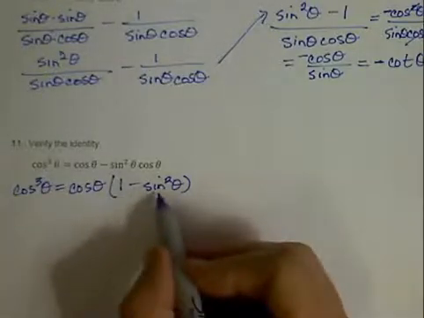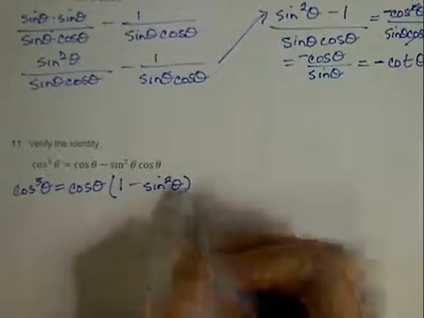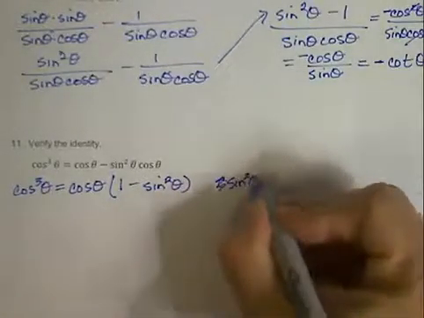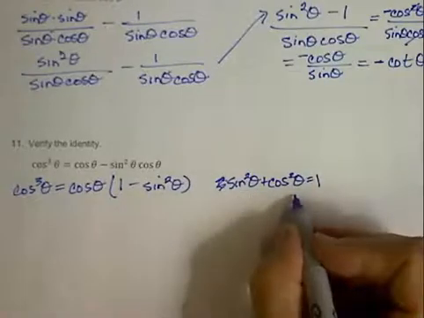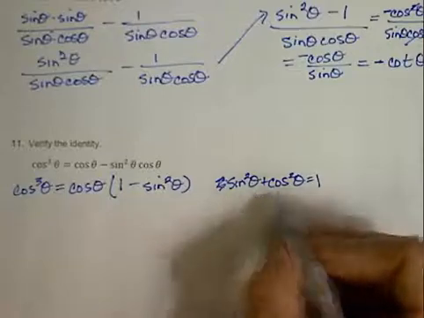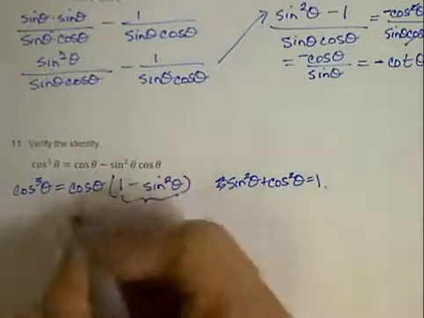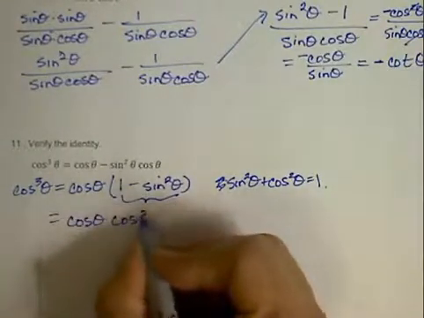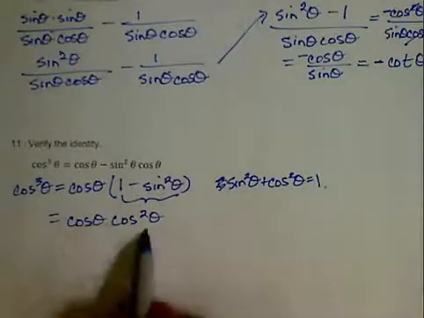Now we can use one of the alternate forms of our Pythagorean identity. 1 minus sine squared is the same as cosine squared. So this is using this identity in a different form. If we just subtract sine squared from both sides, this is the same as cosine squared. Now we can go ahead and multiply these two together.